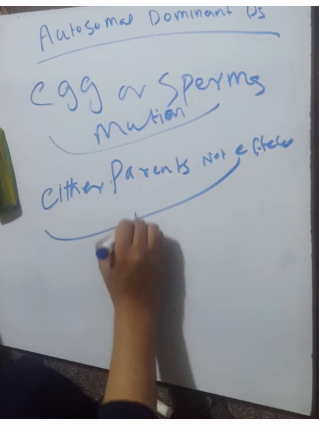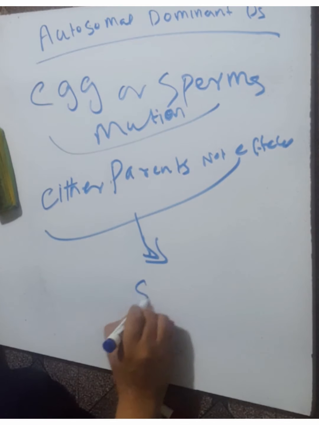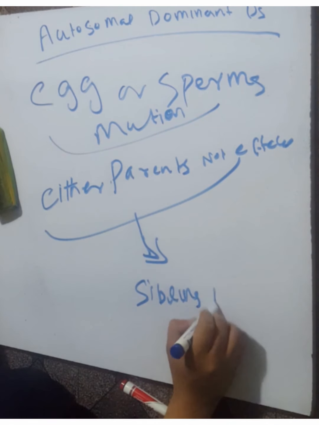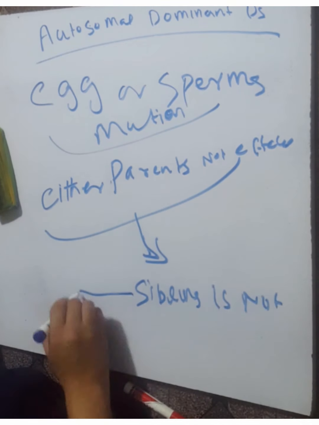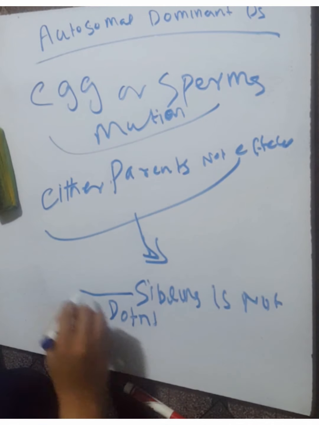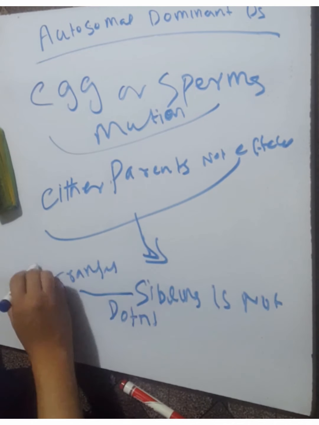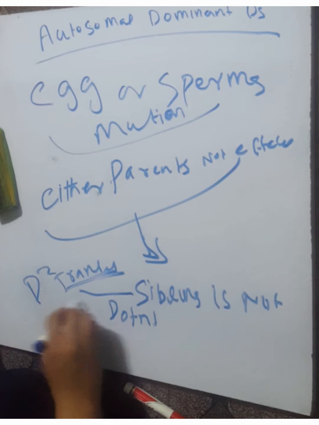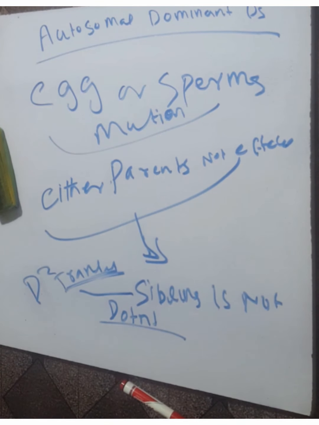Neither parent was affected, so this sibling is also not affected, and they don't transfer this disease. The transfer of the disease occurs when either of the two parents was affected, so they carry the disease. When the parents are not affected, they do not carry the disease.